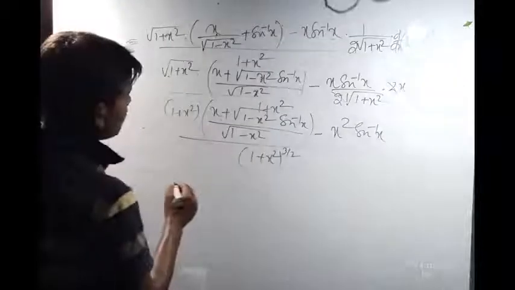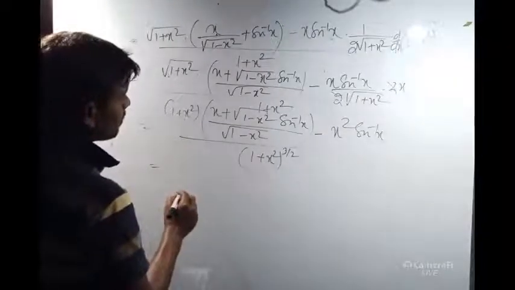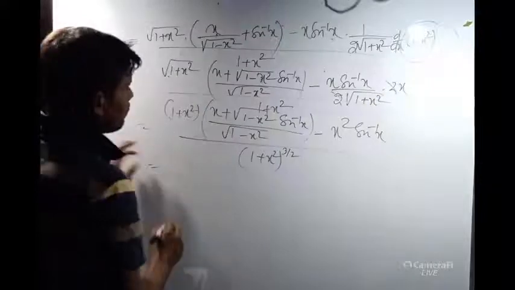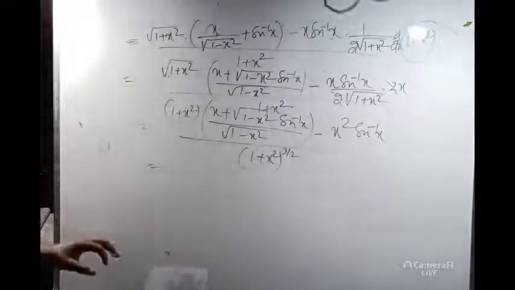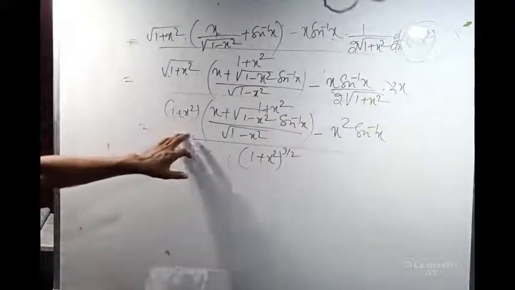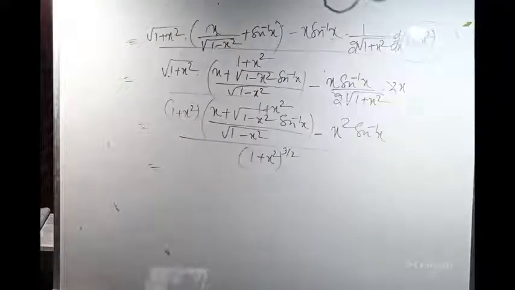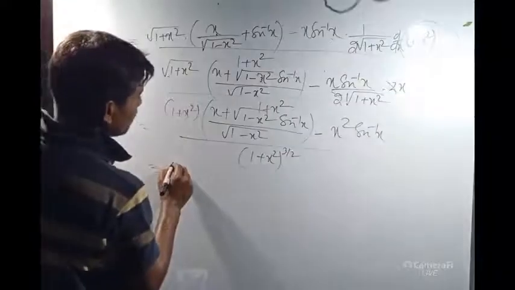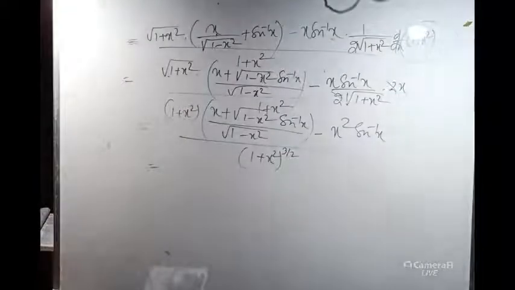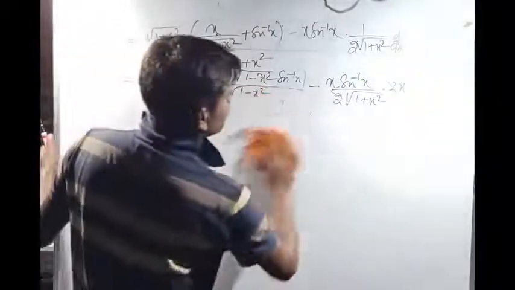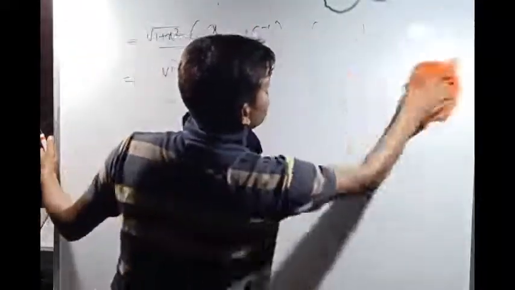Now if we multiply this 1 plus x square with this, it becomes, sorry, I left it. I will explain it in the next class. Then next question.